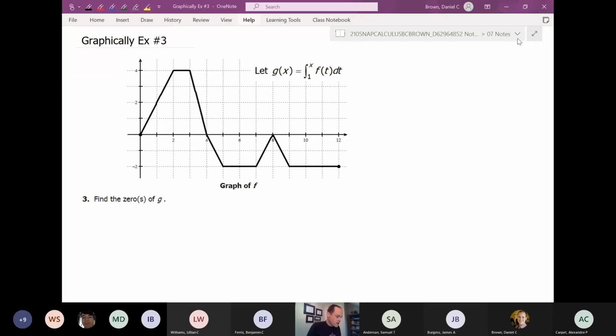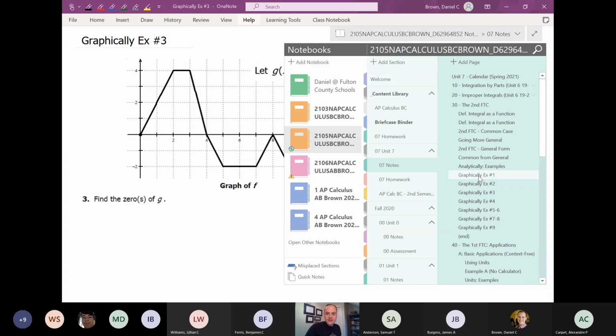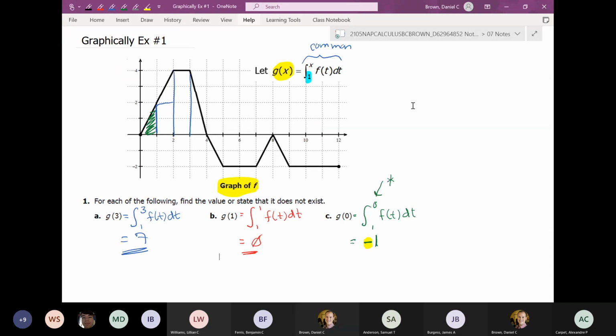If I can go back to it, we looked at this example, where I gave us a graph of g of x, and g of x is an integral defined function. Remember, the big idea behind the second FTC is how we take the derivative of integral defined functions. But at the end of the day, when I have a function g of x, I can do everything else I've always done with functions.